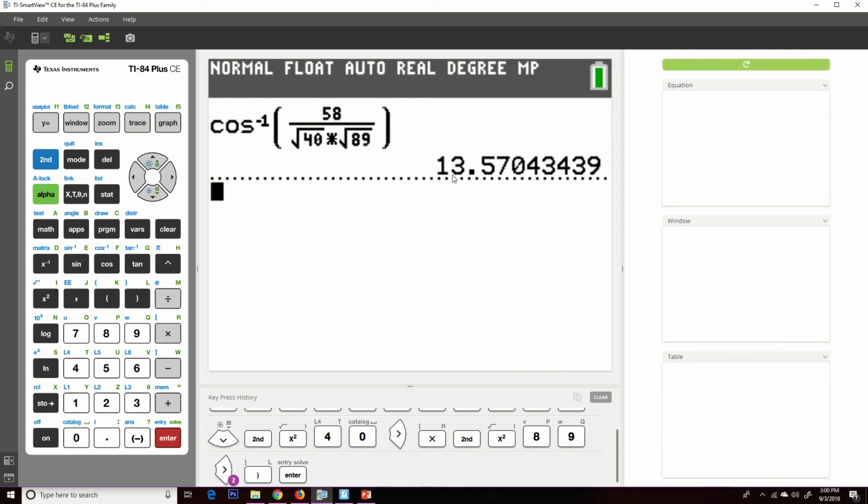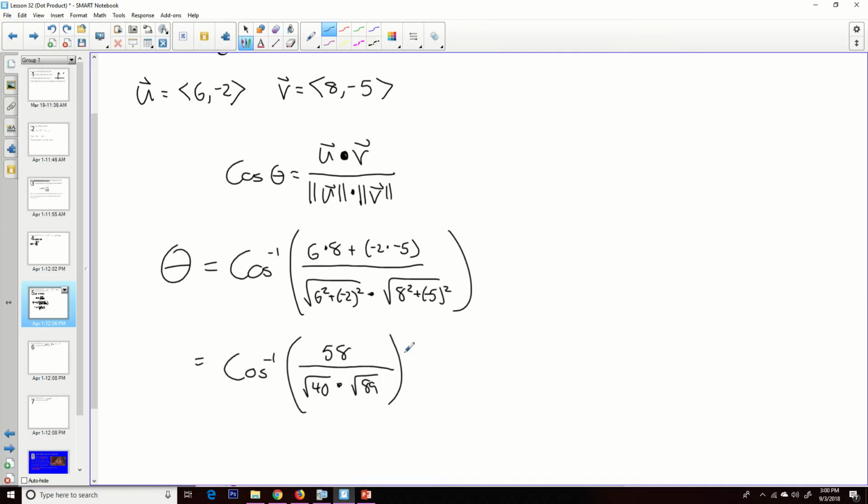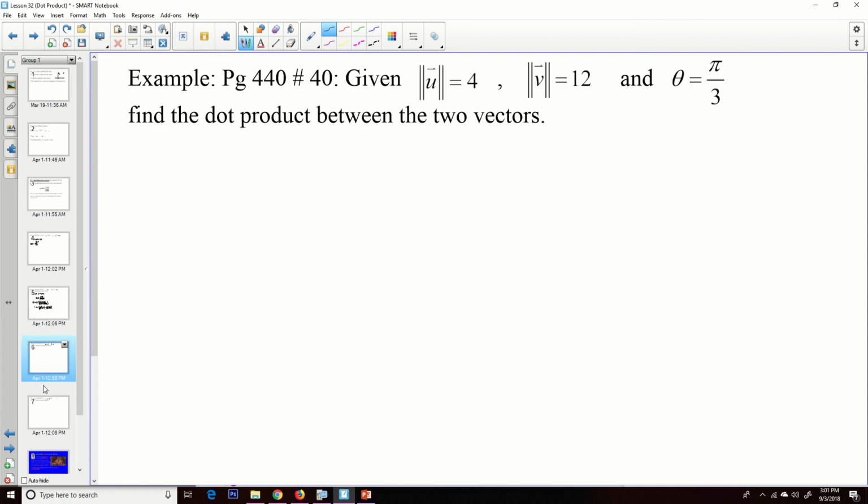So our angle between two vectors is going to be 13.570 degrees. Close that up. All right, next question.